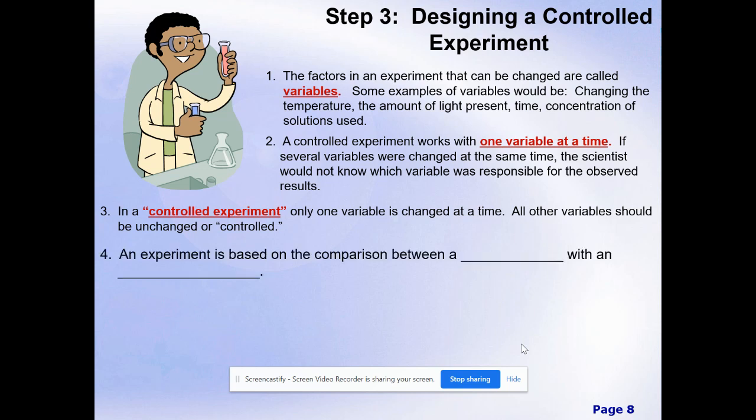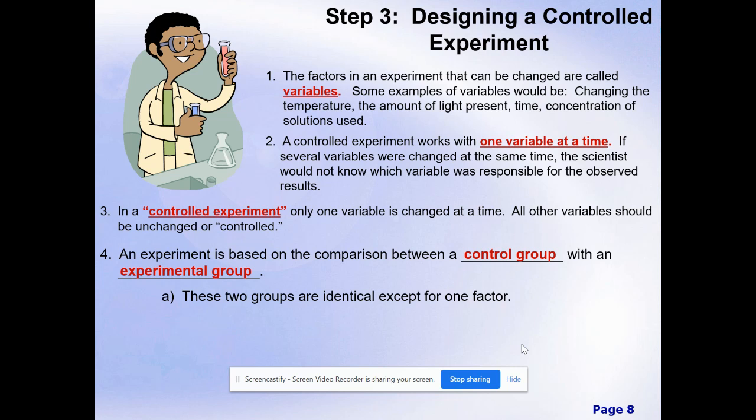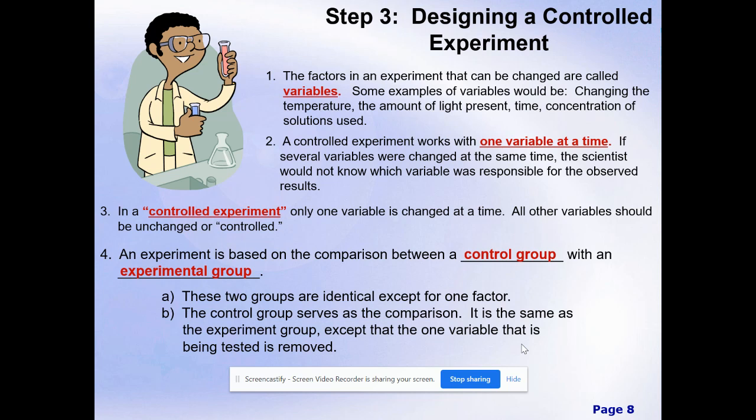An experiment is based on the comparison between a control group and an experimental group. These two groups are identical except for one factor. The control group serves as the comparison. It is the same as the experimental group, except that the one variable being tested is removed. The experimental group shows the effect of the variable that is being tested.